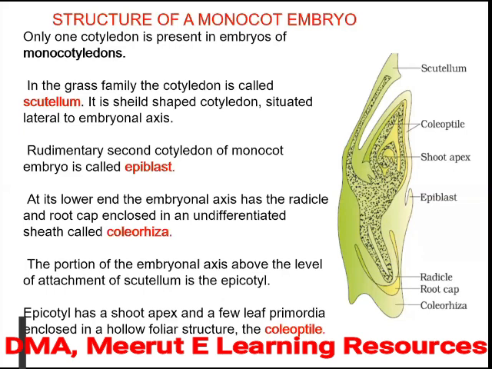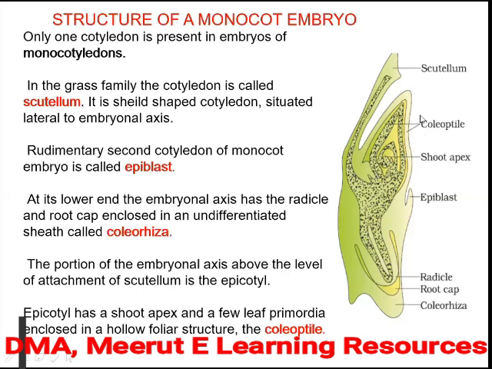Okay, here you can see the coleorhiza. This one is the coleorhiza, which protects the radicle and root cap. This is the undifferentiated sheet, which covers the radicle and root cap. And the portion of the undifferentiated sheet which covers the shoot apex, the leaf primordia, is called the coleoptile. Got it? So here you can see the coleoptile, which covers the shoot apex consisting of leaf primordia.